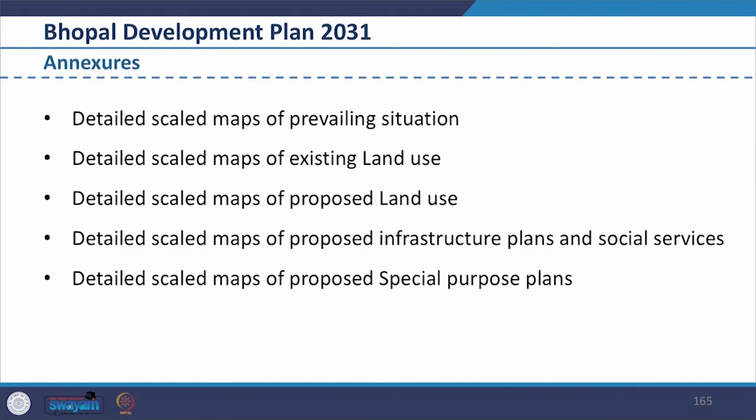We further see development promotion rules and regulations to regulate and develop land use as proposed under the development plan, which we shall see in detail in the last segment of the course. We further see that a list of scaled maps is to be prepared. The maps include the prevailing situation, existing land use, proposed infrastructure, and proposed special purpose plan. So, we have seen a range of maps which are to be prepared for the proposal in this case example.